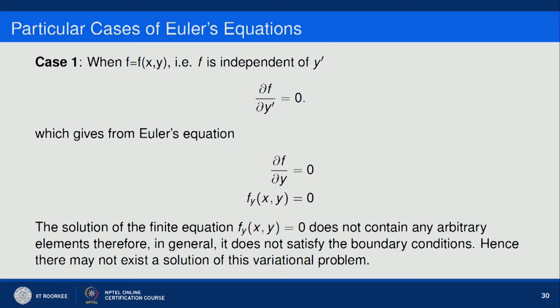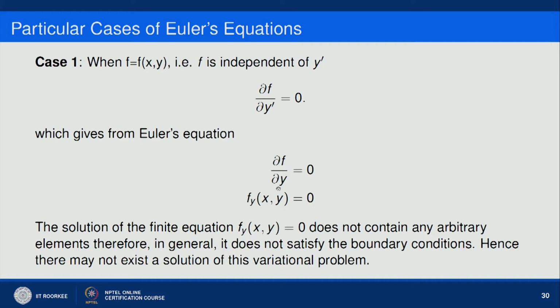So, if we take f as independent of y dash, it means that double f by double y dash is equal to 0. In this case, Euler's equation, which is given by double f by double y minus d by dx of f y dash, has f y dash equal to 0. So the second term of Euler's equation will be 0, and it will reduce to only the first term, that is double f by double y equal to 0.